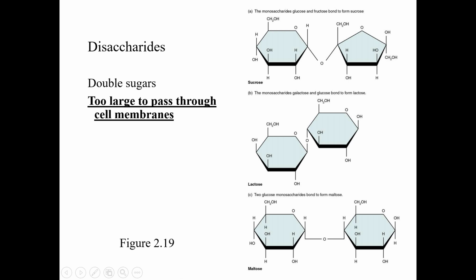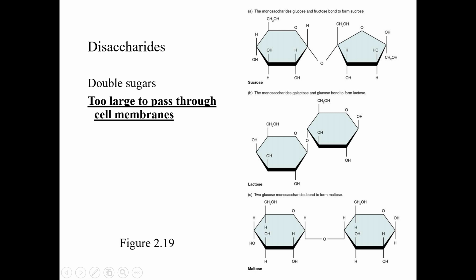Next one. If two simple sugars are connected together using covalent bonds, they form disaccharides or double sugars. An example of a double sugar will be sucrose. Sucrose is a disaccharide, which is made of one molecule of glucose and one molecule of fructose. Why do you need to know what sucrose is? Because that is our table sugar.